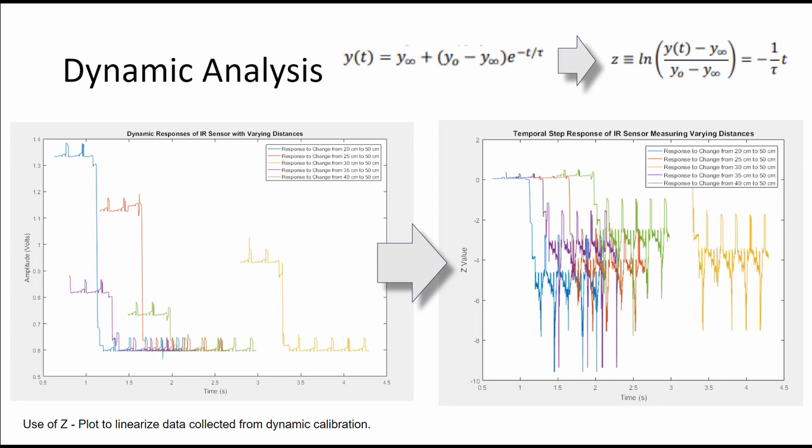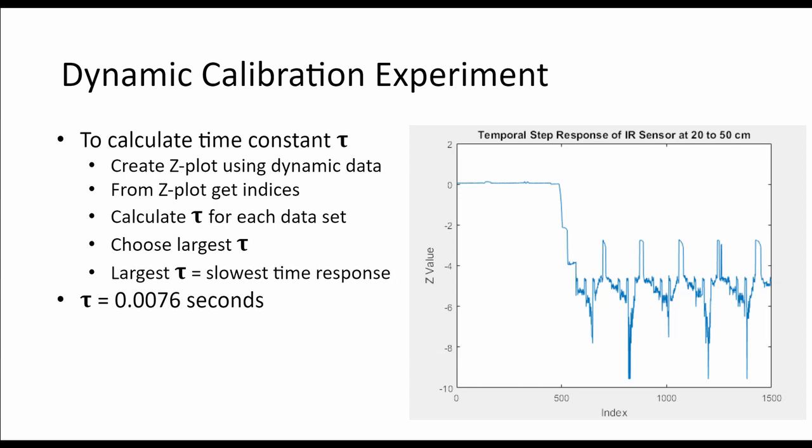The z-plot helped us linearize the data and pull valuable information from it. With this z-plot, we are able to get our tau values. Then we calculated the tau from all five step responses. We gathered our largest tau value, which was equivalent to our slowest time response, and it resulted in 0.0076 seconds.